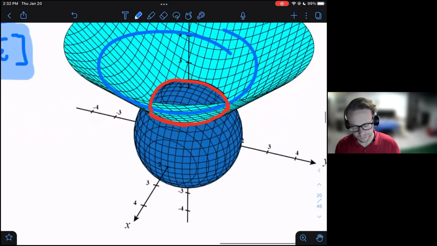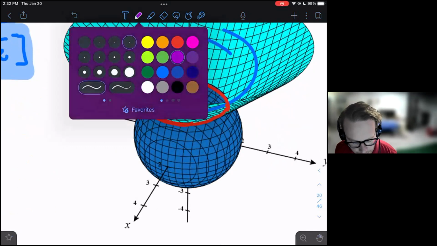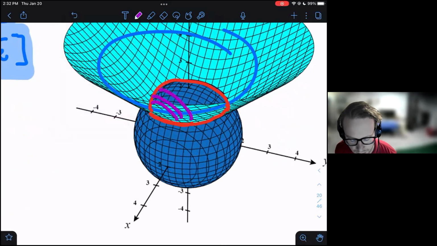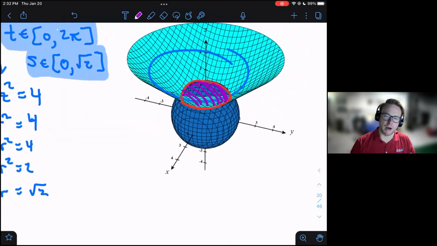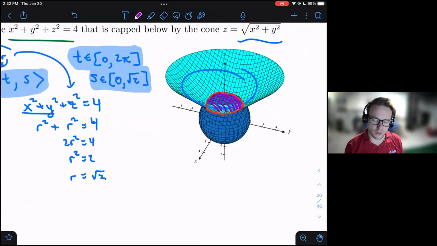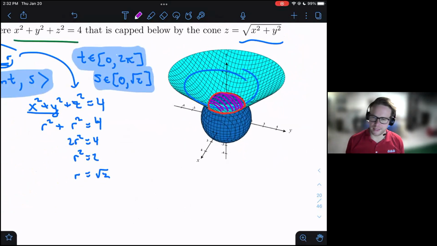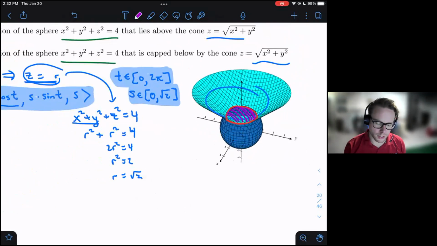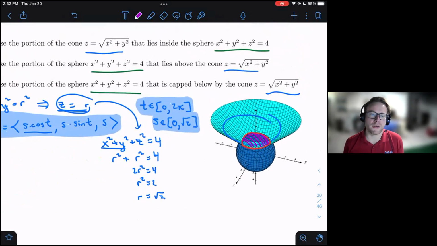So we have our cone, and above it, let's use a different color here, maybe purple. We want this piece right here. It's the piece of the sphere that lies above the cone. Everything else there lies below the cone. So that's what we're trying to get in this example: the portion of the sphere that lies above the cone.